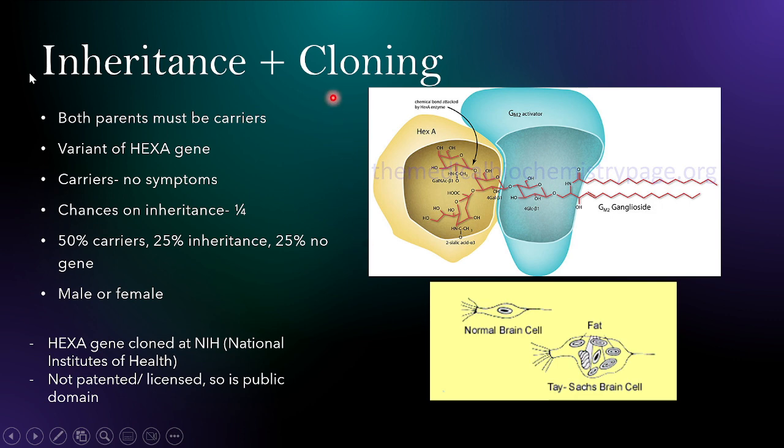There has been a cloning project done, having the HEXA enzyme cloned at the NIH, National Institutes of Health, but it was not patented or licensed, so it's considered public domain. Here you can see the enzyme and the GM2 ganglioside, and since the enzyme is not present, this means the ganglioside would abnormally grow in the cells. Since GM2 ganglioside is a lipid, a fatty substance, you can see all the fat in the brain cell.